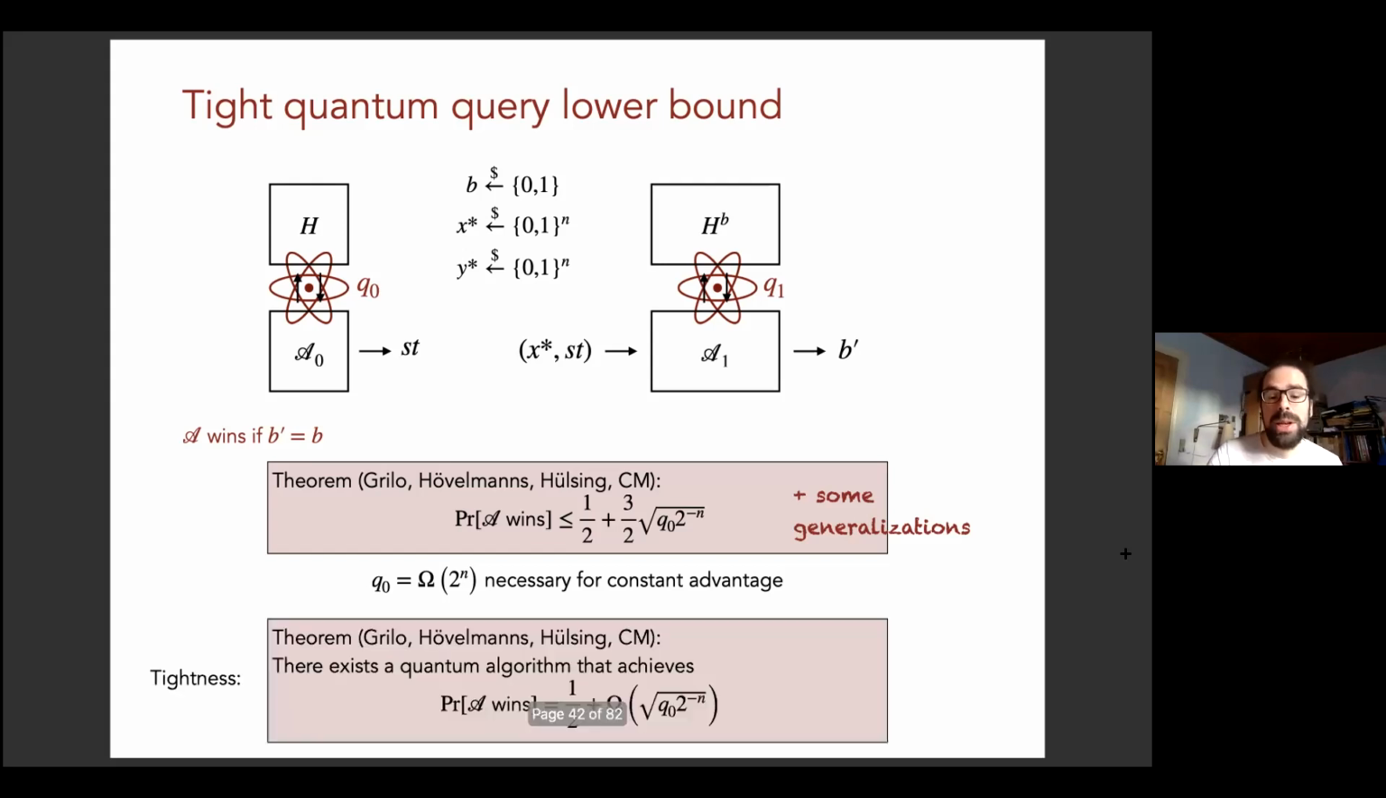Now, in addition, we also devise an algorithm that achieves exactly this kind of behavior, right? That has an advantage that's proportional to the square root of the number of queries that A0 makes times 2 to the minus n.